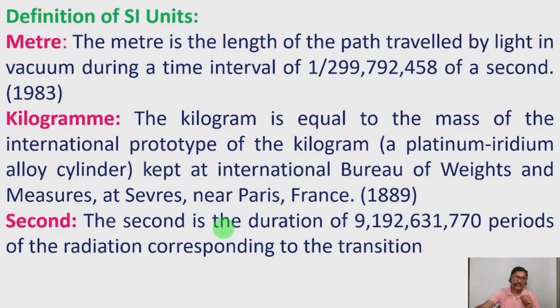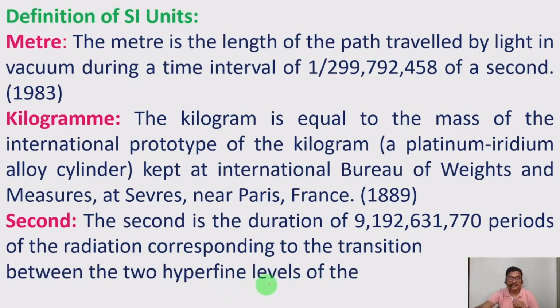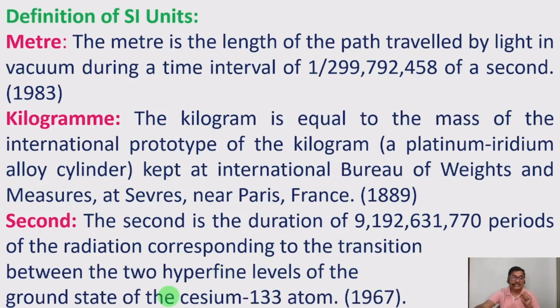The second is the unit of time. The second is the duration of 9,192,631,770 periods of the radiation corresponding to the transition between the two hyperfine levels of the ground state of the cesium-133 atom. Based on the radiation from the cesium-133 atom, the time is set, and the definition of the second is taken from that. That was defined in the year 1967.